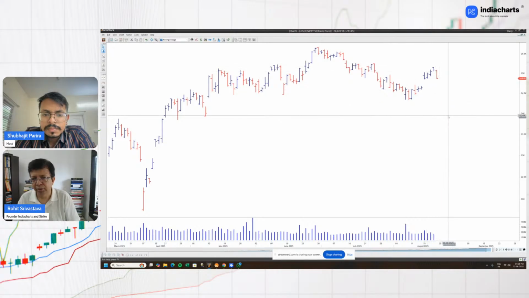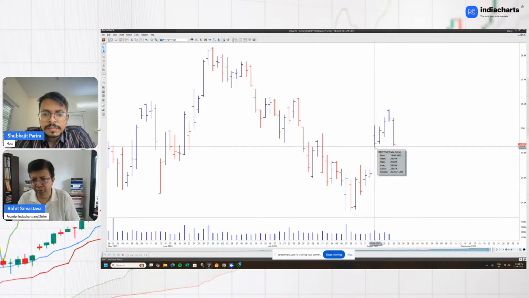Then we've started down. I think one level where people will get more sense of this is if we actually break into this gap zone. So we closed, I think, just at the gap zone. The gap is at 24,850 odd. So let's just put that as a resistance line here, 24,850.